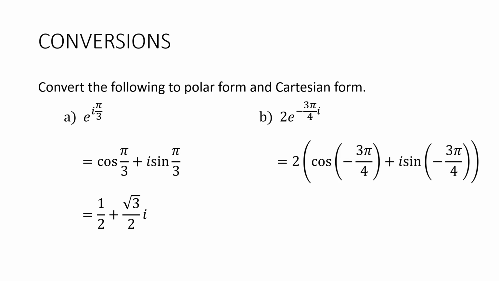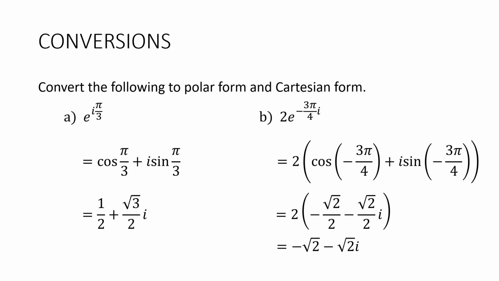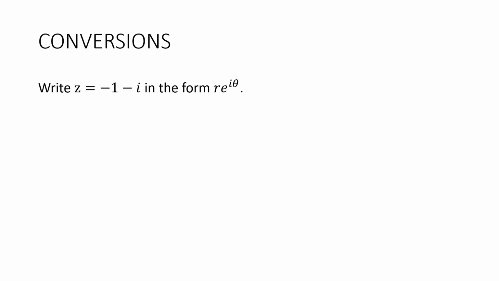Expanding it out, this time we do have a modulus of 2, so we've got to keep that in mind. We've got cos of negative 3π/4 plus i sin negative 3π/4. Now we need to be mindful of what quadrant that's in. It's in the third quadrant, and so cos and sine are both negative there. So we're going to do negative cos of π/4 and negative sin of π/4. So we're going to get 2 multiplied by negative root 2 on 2, take away root 2 on 2 i. Expanding it through, we get negative root 2, take away root 2 i. Okay, let's go the other way.